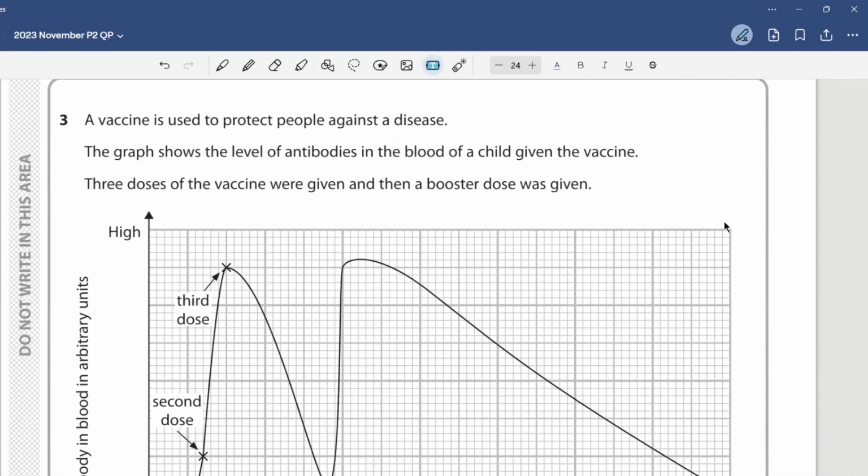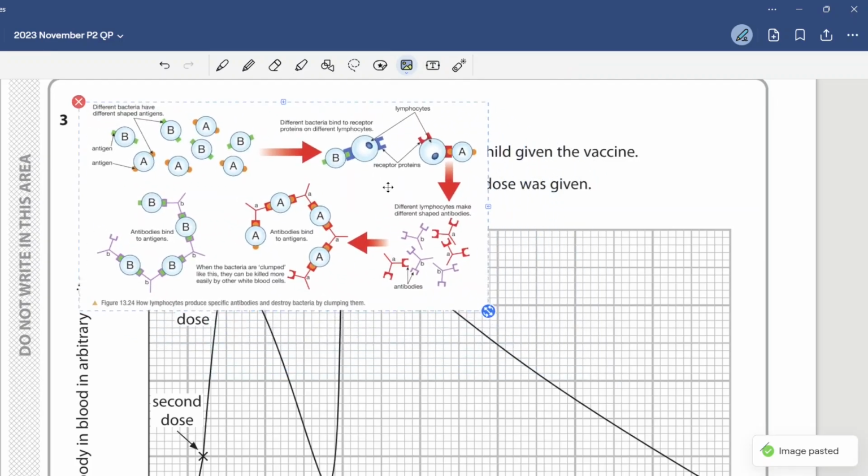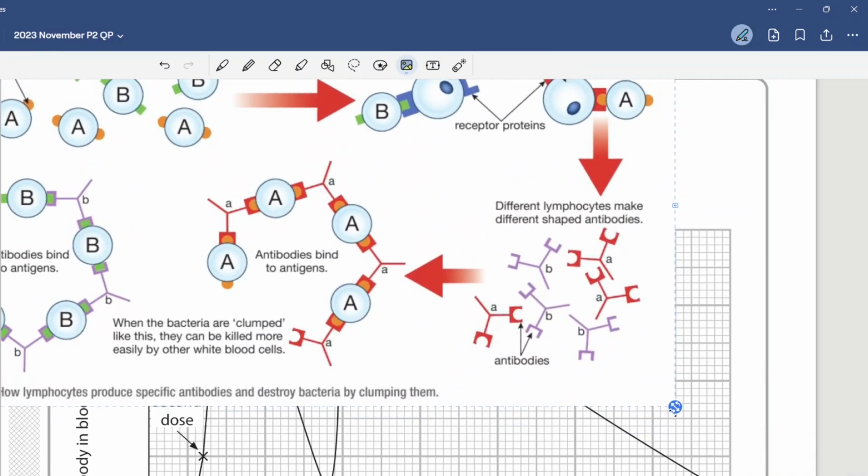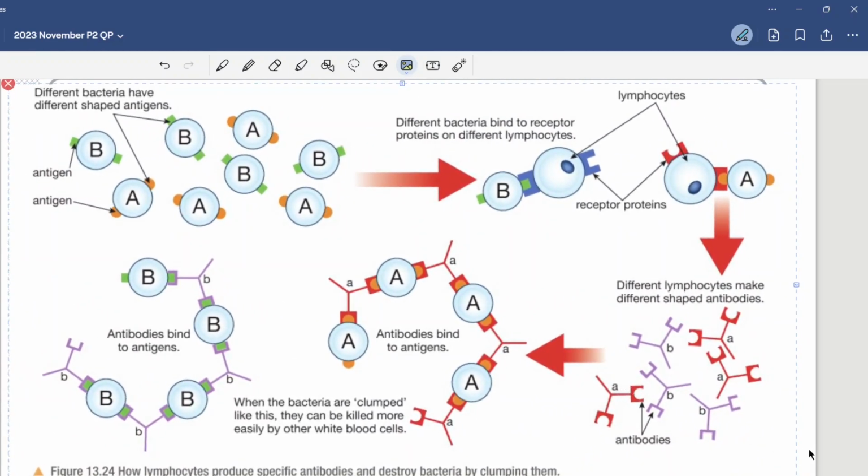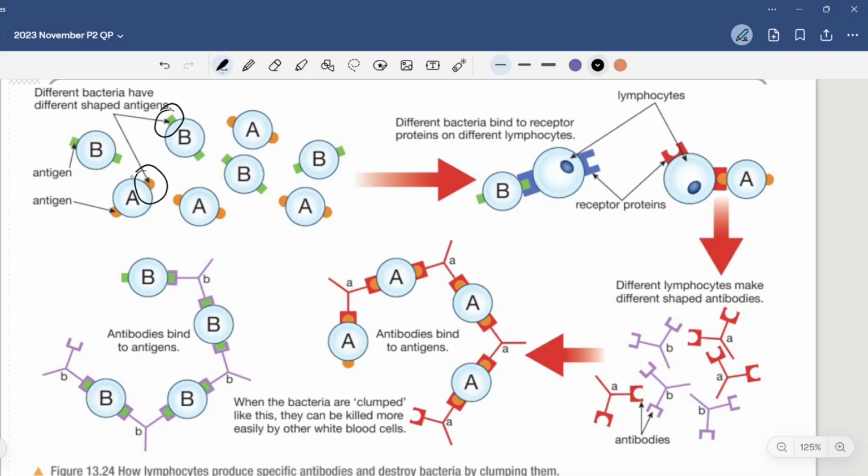All right, question 3. A vaccine is used to protect people against a disease. The graph shows the level of antibodies in the blood of a child given the vaccine. Okay, let me just go over how vaccines work. I've taken this from the textbook. Bacteria, pathogens, viruses, they all have something called an antigen. An antigen is what our body recognizes as foreign.